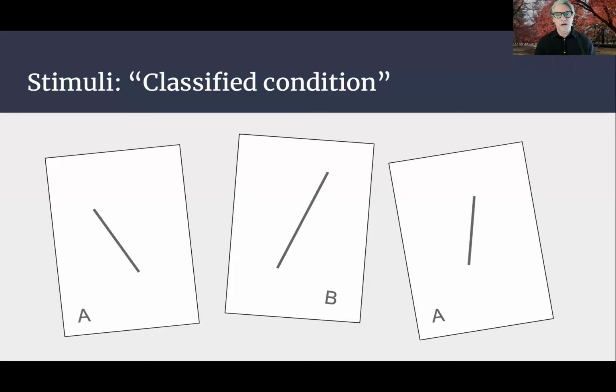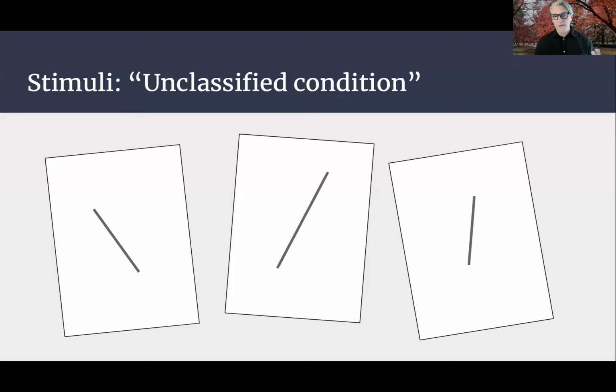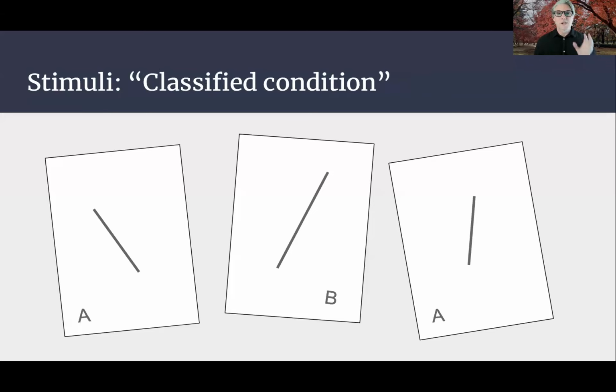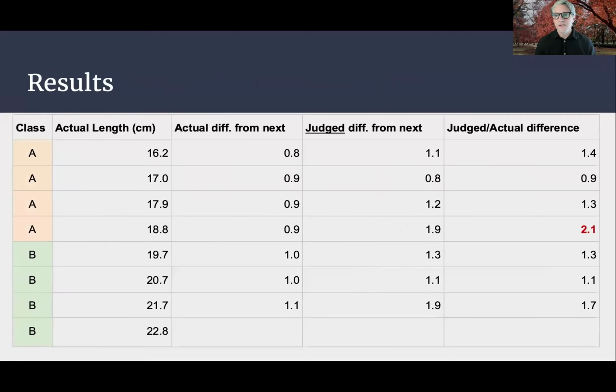In the first condition, the unclassified condition, the lines are not in groups. They're just lines. They don't seem to belong to one group or another. In the classified condition, the lines are in groups. There's a group B, which is longer lines, and a group A, which is shorter lines. And that's the only difference. And what Tajfel and his collaborators discovered when they looked at the results was this.